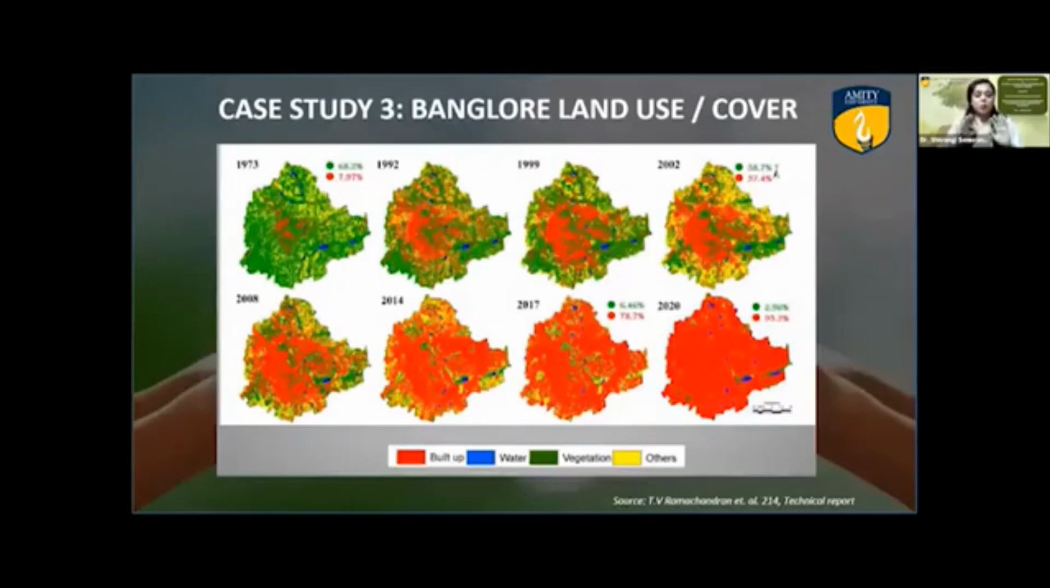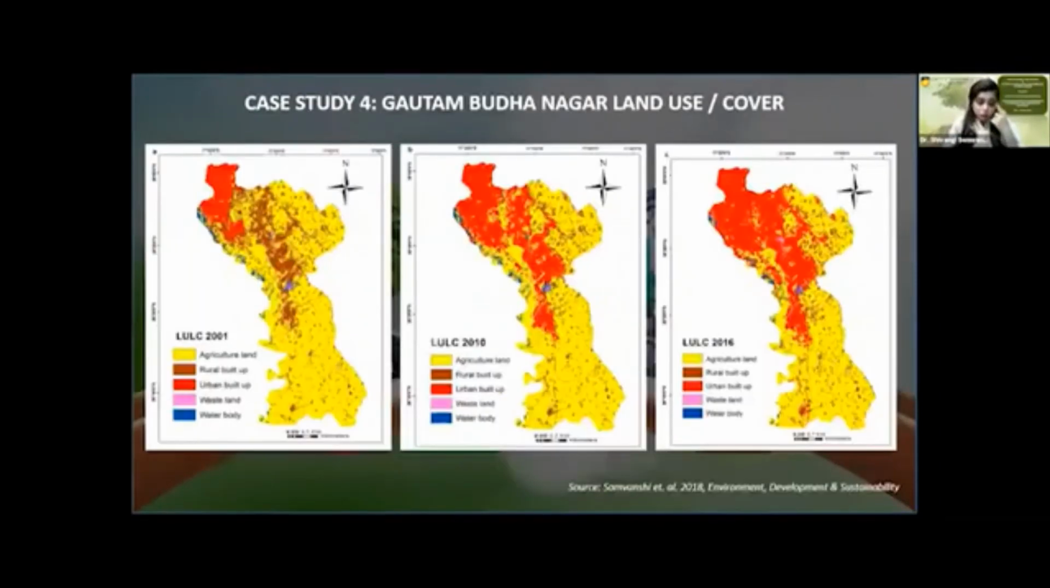Now, you can see how gradually the urban built-up increased from 1973 till 2020. Urban built-up, which was around 7.97% of the built-up area in 1973, increased to 93.3% of the city in 2020. And the last case study is of Gautam Budh Nagar, with which we will talk about one more power of geospatial technology in urban planning, that is prediction and forecasting.